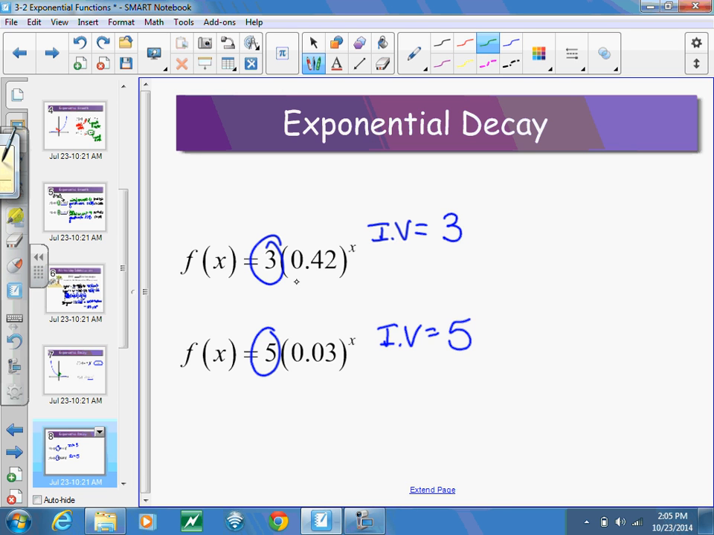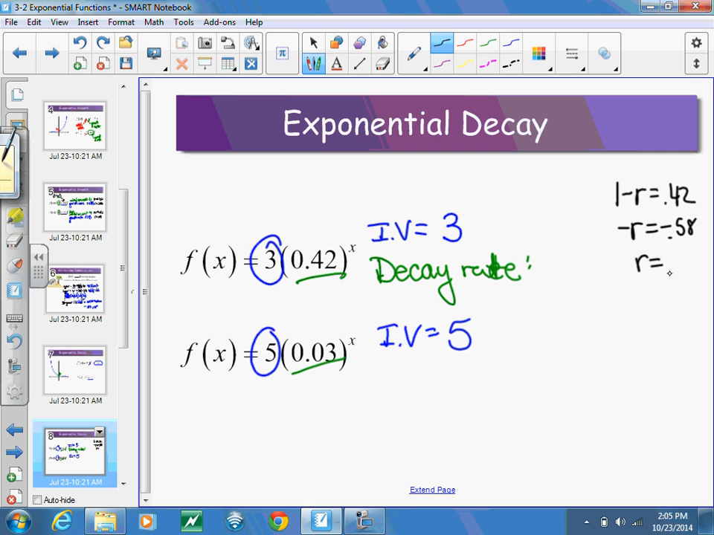Then when we take a look at the decay rate, so again, I'm looking at the decay rate, not the growth factor. So now if I look at this, I'm looking at 1 minus r giving me 0.42. So if I subtract 1 from both sides, that gives me negative r is equal to negative 0.58. Divide by negative 1, and we get r is equal to 0.58. So we're talking about here having a decay rate of 58%. That's what it's decreasing by.